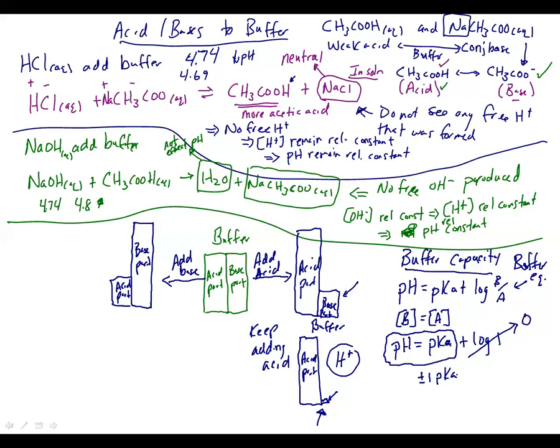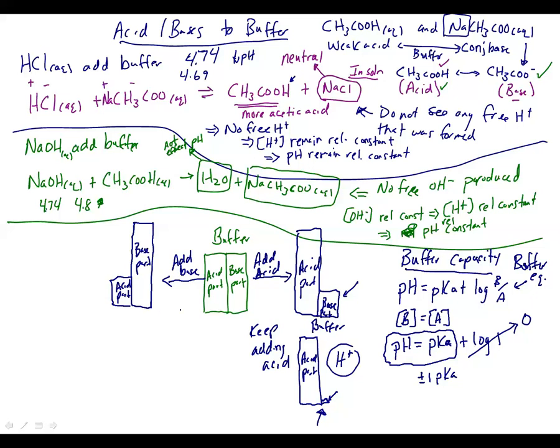So sometimes you're asked, and in the buffer lab, which will be coming up next week, I think, we will be asked to basically choose a buffer, or what you should make the buffer out of. And when you're trying to choose what weak acid conjugate base combo is good, or what weak base conjugate acid combination is good, what you want to look for is the pKa value that is close to the pH of your desired buffer. So you want to choose something that has a pKa value very close to what you're trying to make.